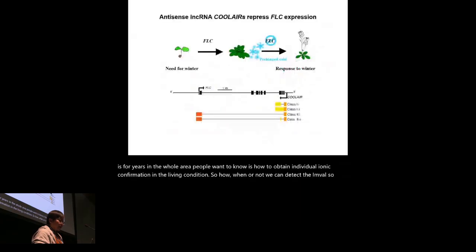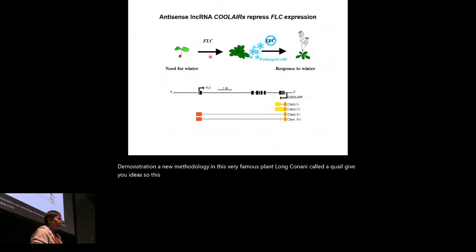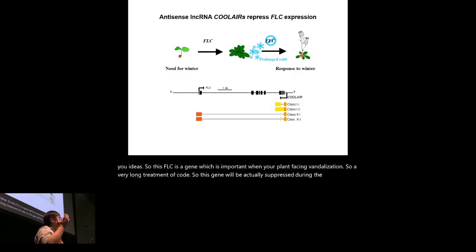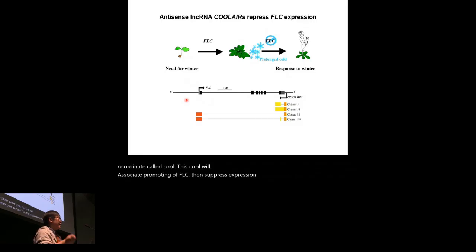So we started by demonstrating a new methodology on this very famous plant long non-coding RNA called COOLAIR. To give you an idea, FLC is a gene which is important when your plant faces vernalization, a very long treatment of cold. This gene will be suppressed during the cold, and then the plant will start flowering. How it suppresses this gene is through its antisense non-coding RNA called COOLAIR. This COOLAIR will associate with the chromatin of FLC, then suppress expression of FLC. Then you get flowering.